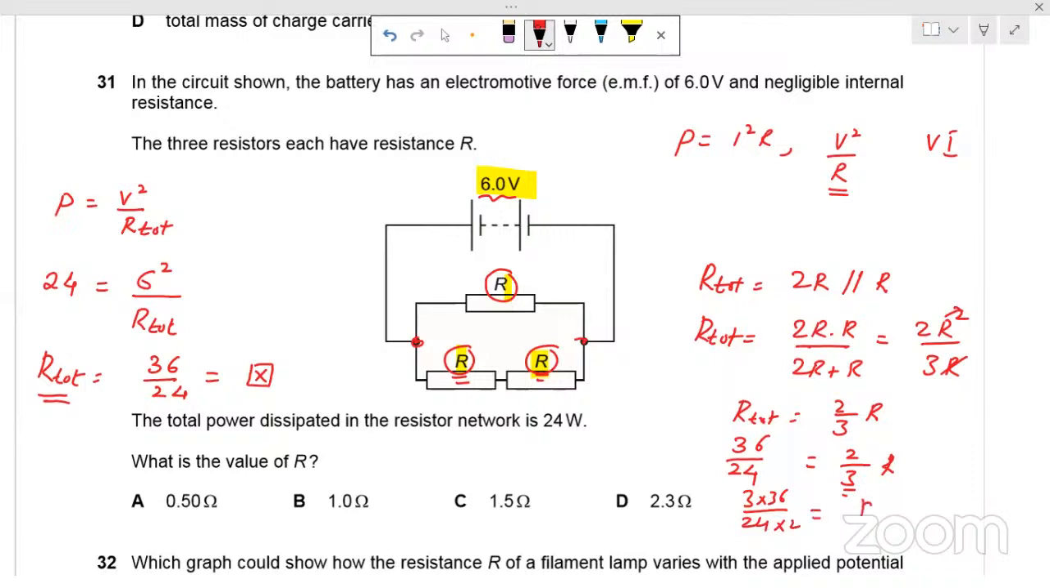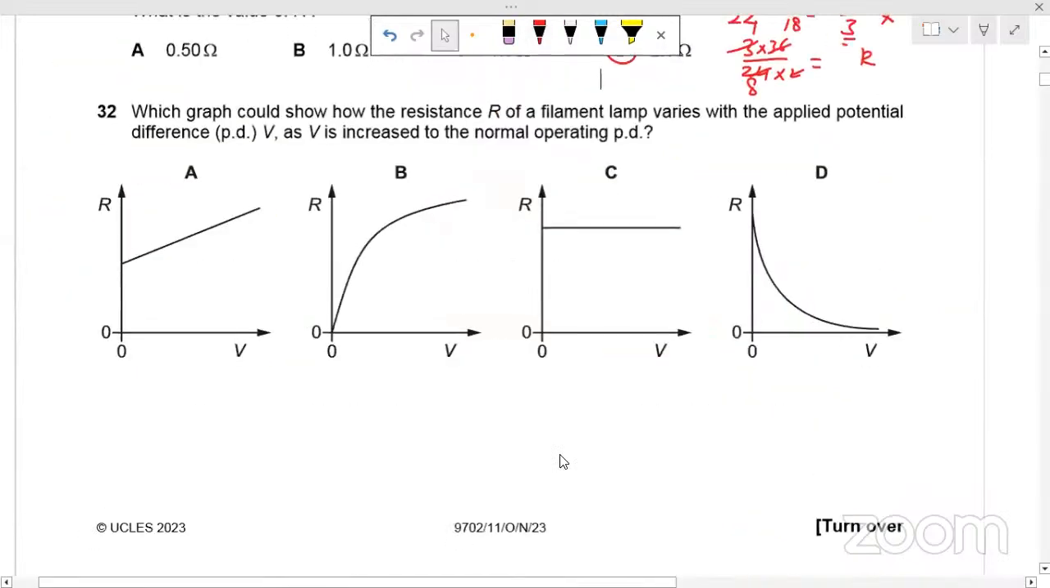This will be equal to 18 by 8, you can use your calculator to find this, and this is 2 by 3 ohm. I will not waste too much of your time on these calculations. I will give you the basic idea and then you will be able to find it.